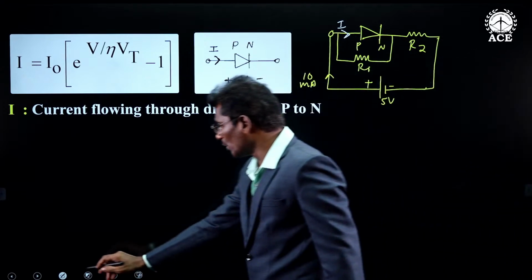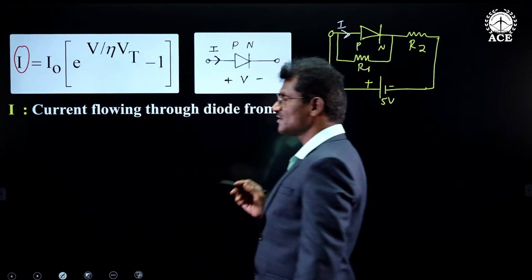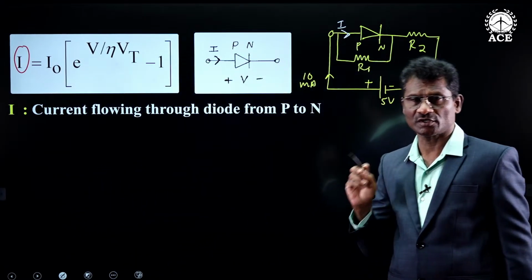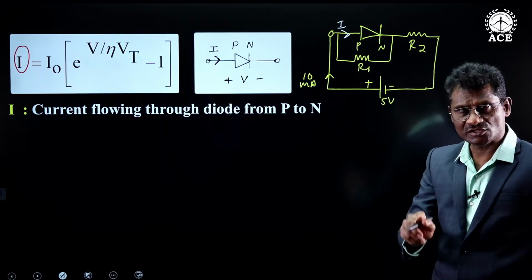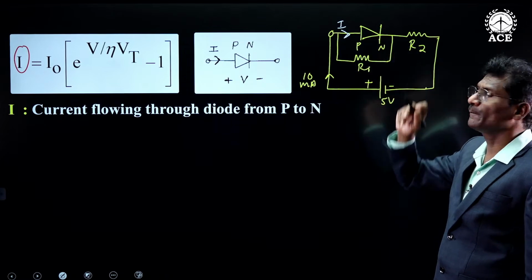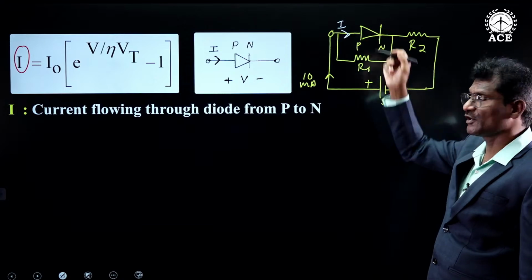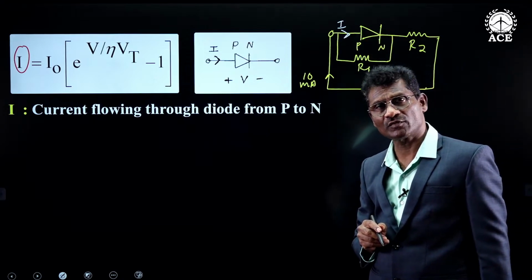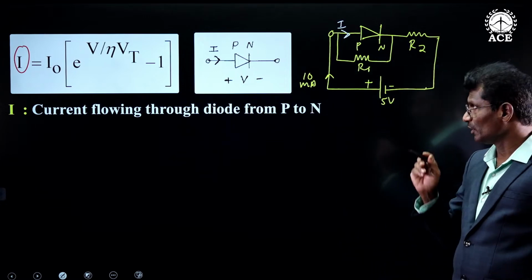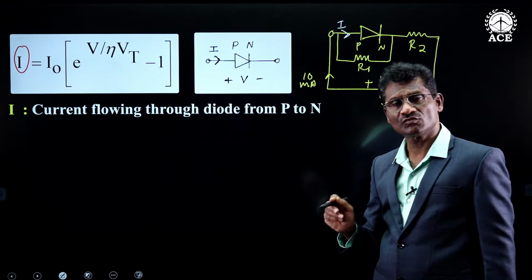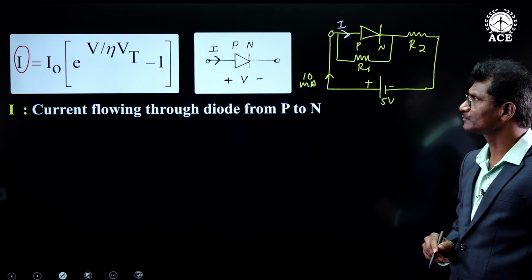So remember one important thing, that in this equation I is not the current flowing through the circuit. It is the current flowing through the diode from P to N. If current is going from N to P, then I is negative. If I is positive, the diode is forward biased. If I is negative, the diode is reverse biased.